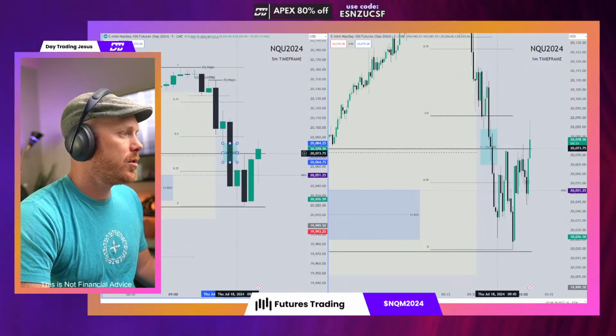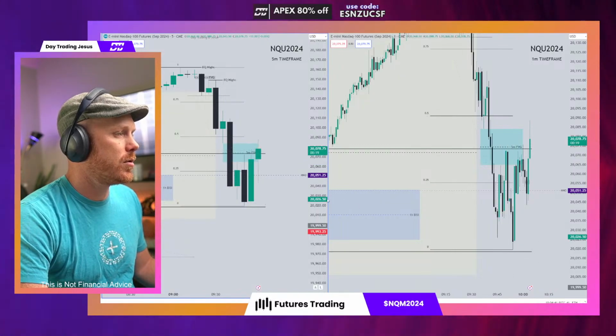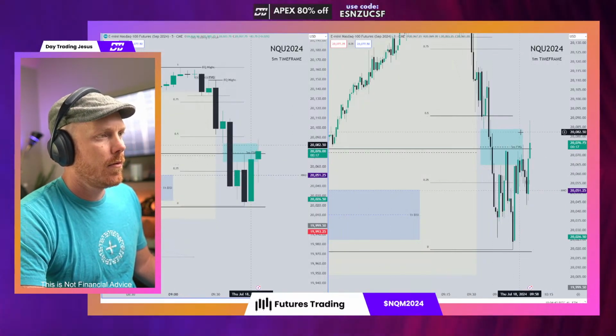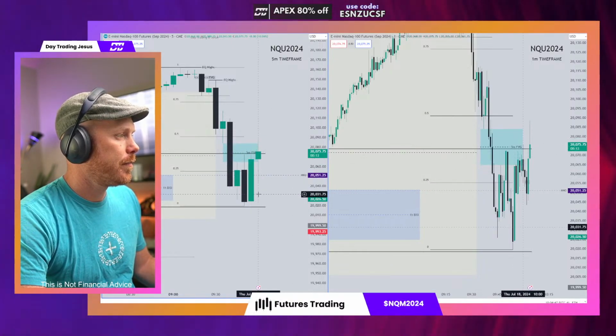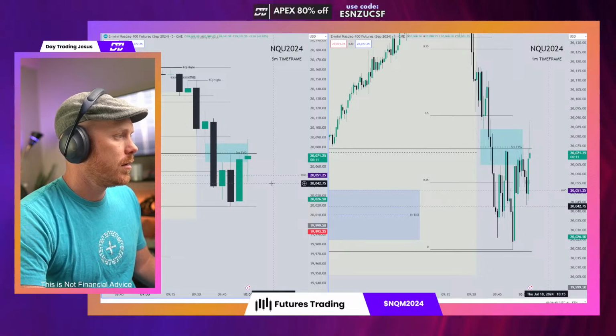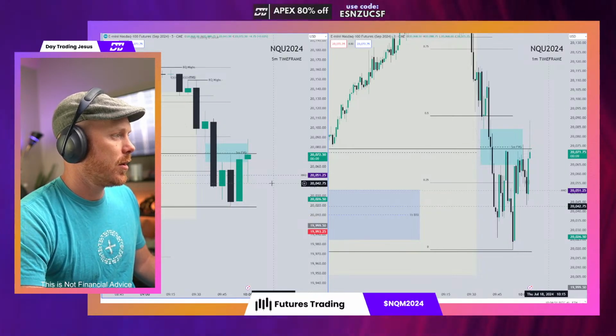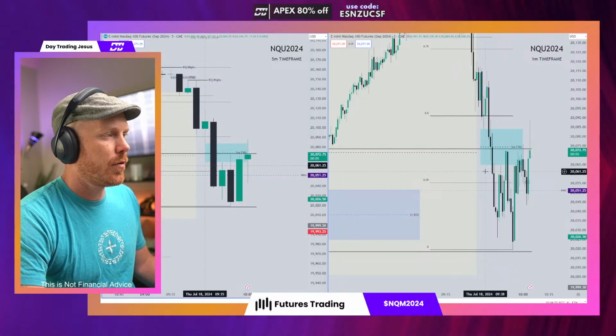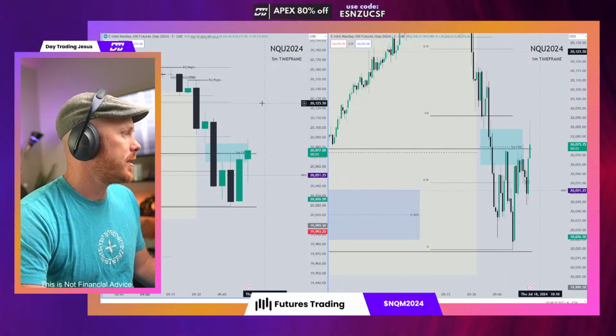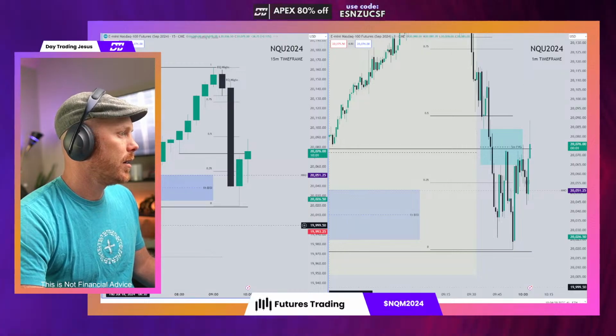Five-minute closes in 23 seconds. I want to see if we close above that. If we close above that, that would be indication of order flow. It doesn't look like we're going to get that. So maybe a signature for lower prices. Too early to tell. Let's look at the 15-minute here.